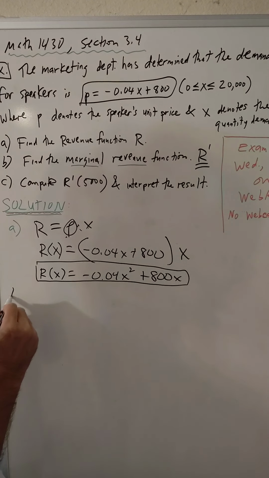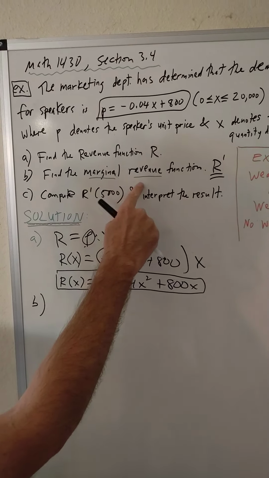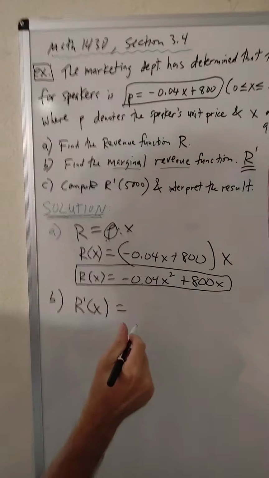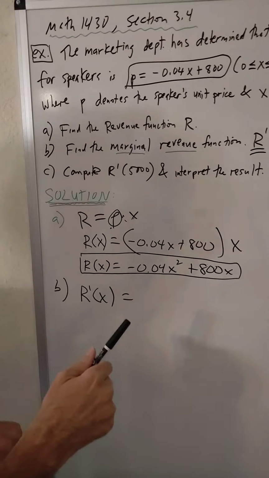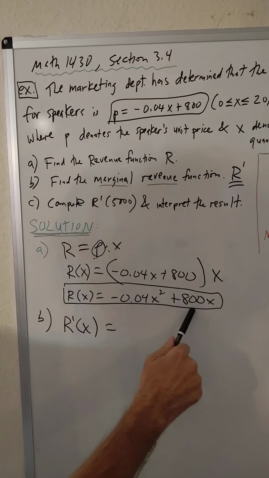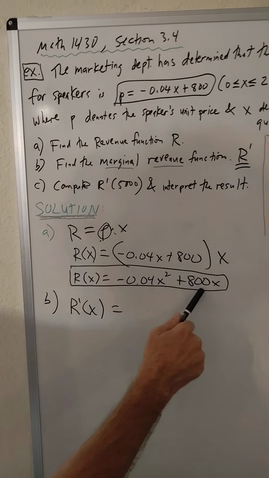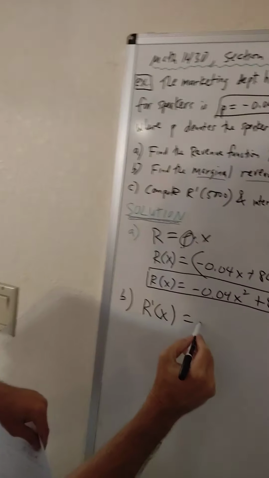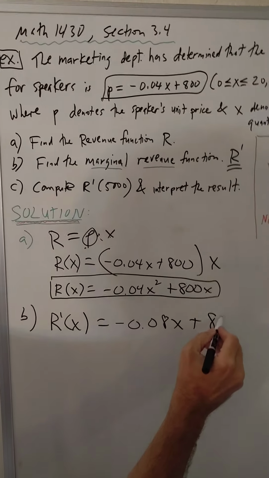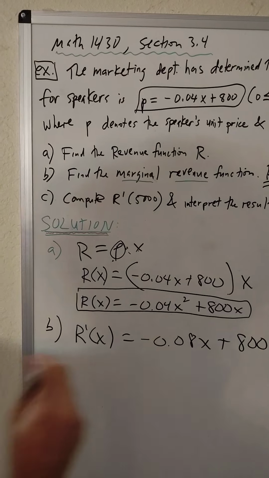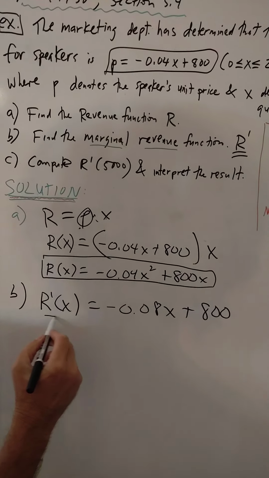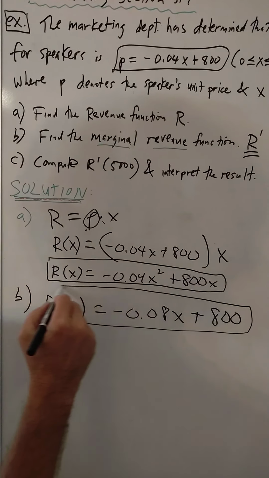For part B, we want to find the marginal revenue. So just take the derivative. R prime of x is equal to, and I'm going to do it the quick way. Don't do the 4-step process because they don't tell us to. The quick way is the power rule for this term and then the power rule here. Derivative plus derivative. When I bring down the 2, I get negative 0.08x plus, and the derivative of 800x is just 800, the number in front of x. So there's my answer to part B. That was quick. That is the marginal revenue.